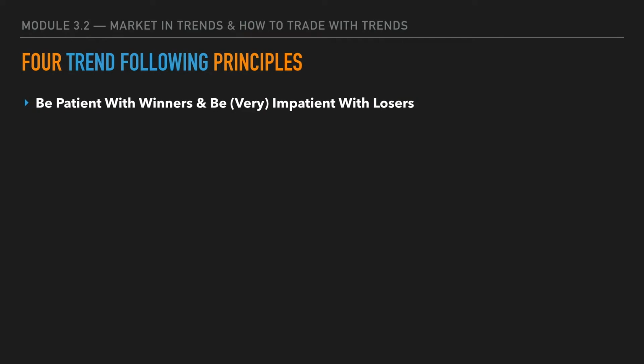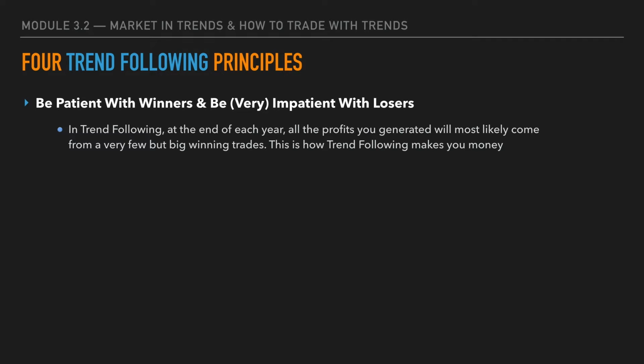The third secret principle of trend following is being patient with winners and being very impatient with losers. In trend following, people will tell you how much money they make a year, but there's one thing they will never tell you: all the profits they generate each year come from a very few but big winning trades, with a lot of small losses. This is how trend following makes you money. A few big winning trades with many small losing trades. So the biggest enemy of trend following is taking profit too early.